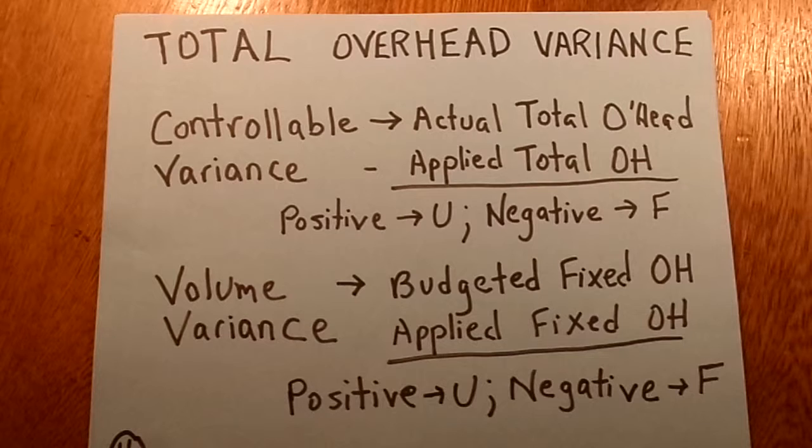series of facts. For the volume variance, we're going to look at budgeted fixed overhead and compare it to applied fixed overhead. And if we subtract applied fixed overhead and find that it's positive, we're going to say it's unfavorable. Whereas if it turns out that the number is negative, we're going to say that it's favorable because we applied overhead to a greater extent than we budgeted for it.